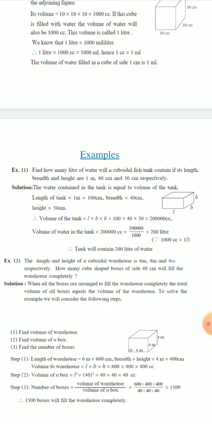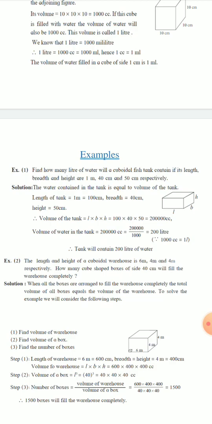Okay, now the third step, the most important step: how many boxes are required to fill the warehouse completely. So number of boxes equals volume of the warehouse divided by volume of a box. Both values we have with us. Volume of the warehouse was 600 into 400 into 400, and volume of the box is 40 into 40 into 40.